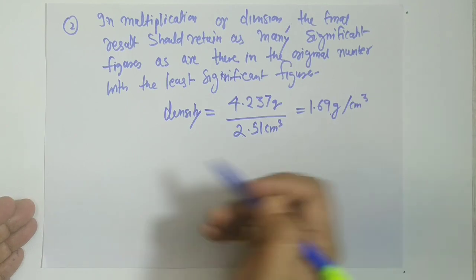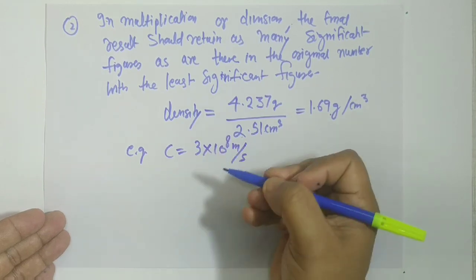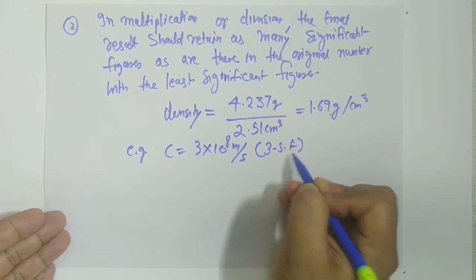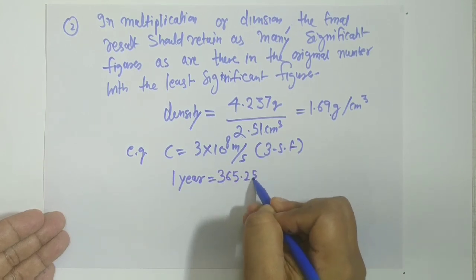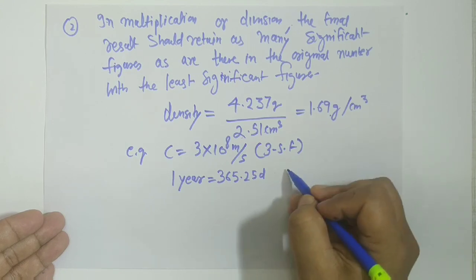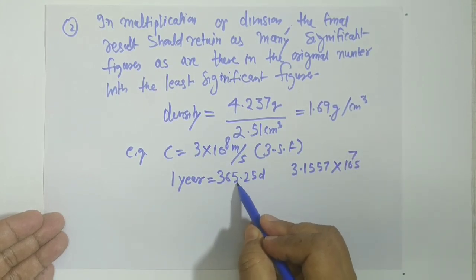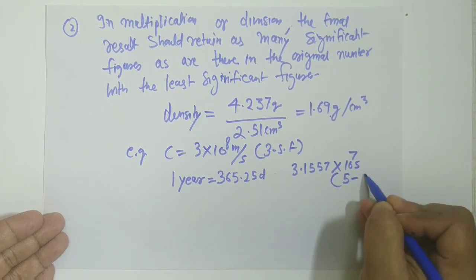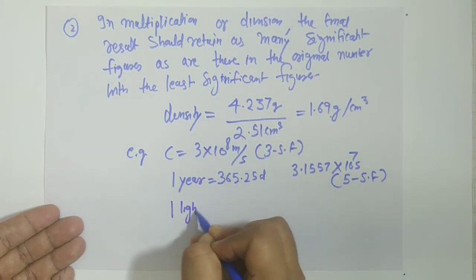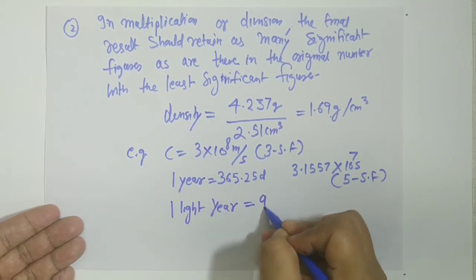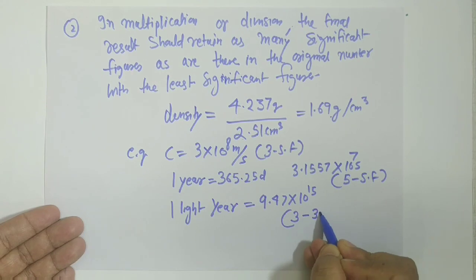In the same way, if I say the speed of light is 3 into 10 to the power 8 meter per second, we have 1 significant figure here. And if I say 1 year is equal to 365.25 days, it is written as 3.1557 into 10 to the power 7 second. So how many significant figures? 3, 1, 5, 5, 7. So 5 significant figures are in this. And then I talk about how to calculate a light year, and 1 light year is 9.47 into 10 to the power 15. So what we see here is that again there are 3 significant figures.